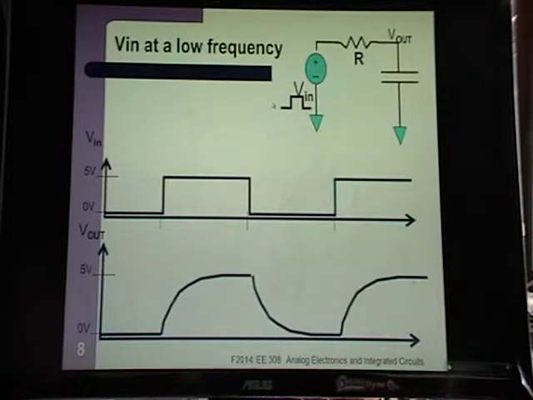A low pass filter, again, lets low frequency signals through pretty much as is, but as soon as you bring the frequency up, it starts to kill the amplitude. Okay, so the amplitude drops. So let's look at this.